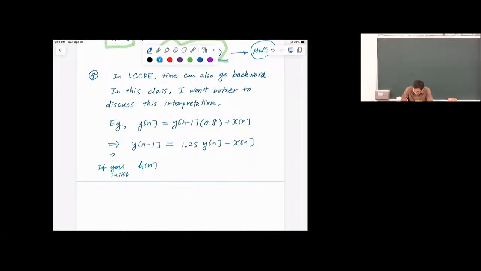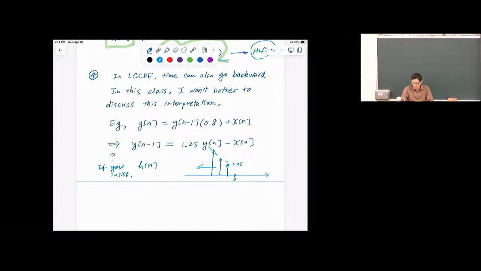then the impulse response becomes non-causal. That means at time 0 we have the first term, then at time minus 1, I believe it should be 1.25, and then at time minus 2, higher, time minus 3 even higher. It grows as time goes backward.